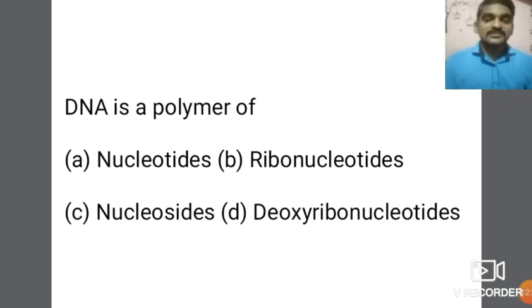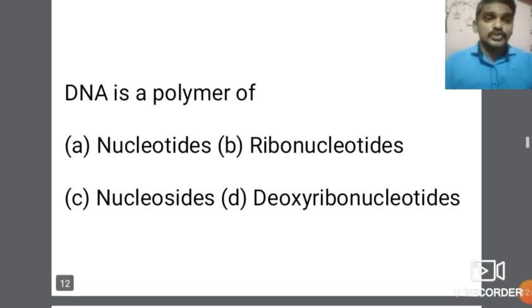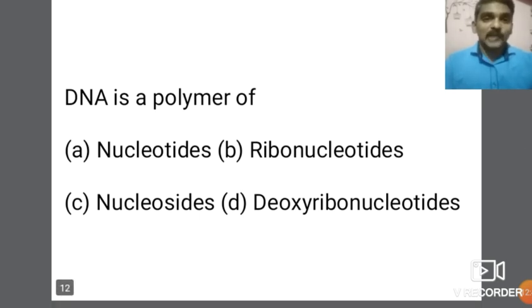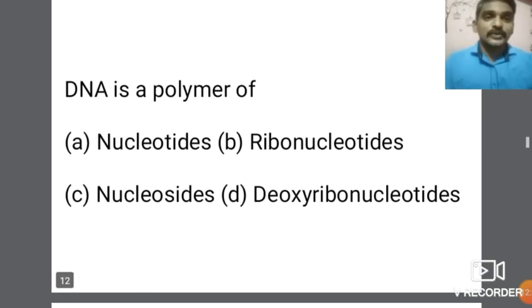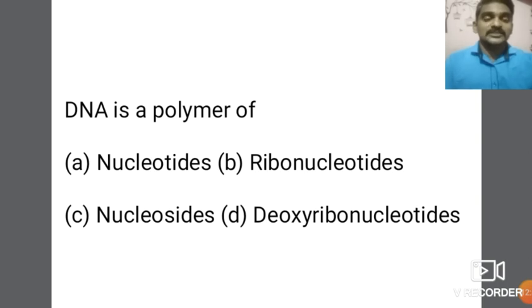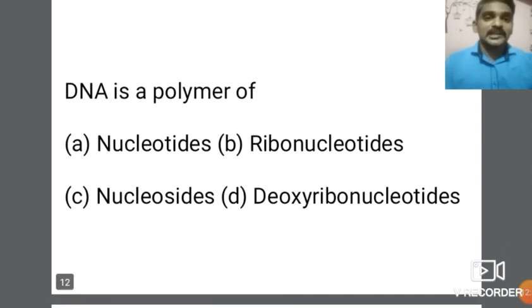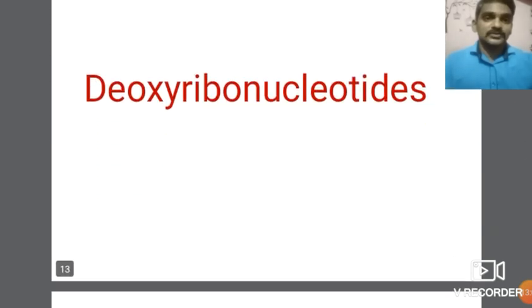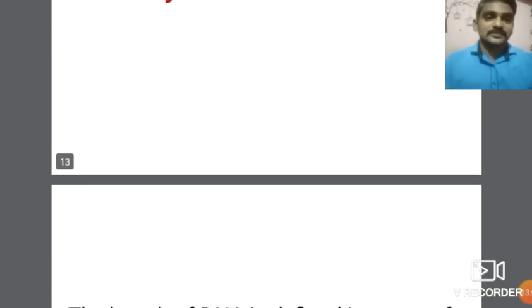Suppose here they ask DNA. DNA consists of deoxyribose sugar, so you have to mention deoxyribonucleotides. Suppose if they ask RNA, you have to write ribonucleotides because they have ribose sugar. Generally if they ask nucleic acids, you can write nucleotides. Whereas here the answer will be D, deoxyribonucleotides.